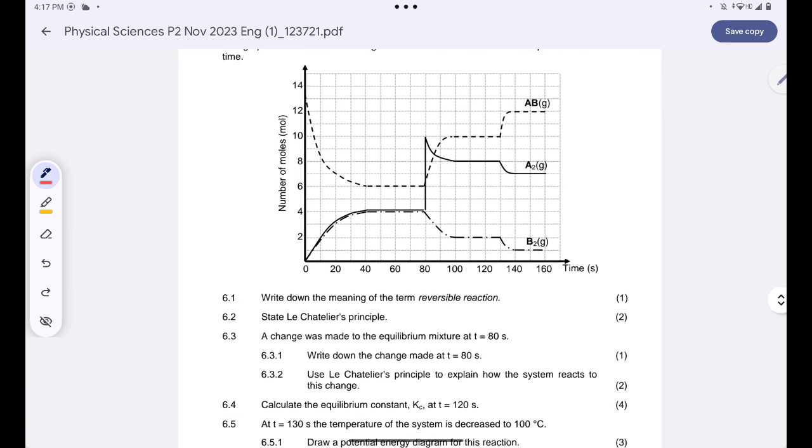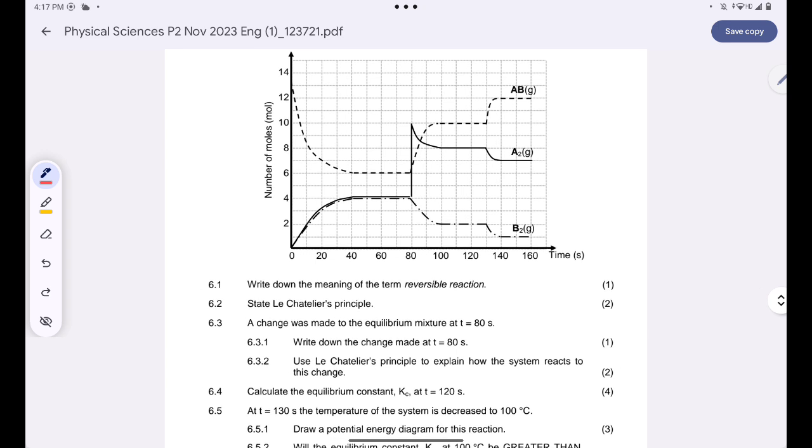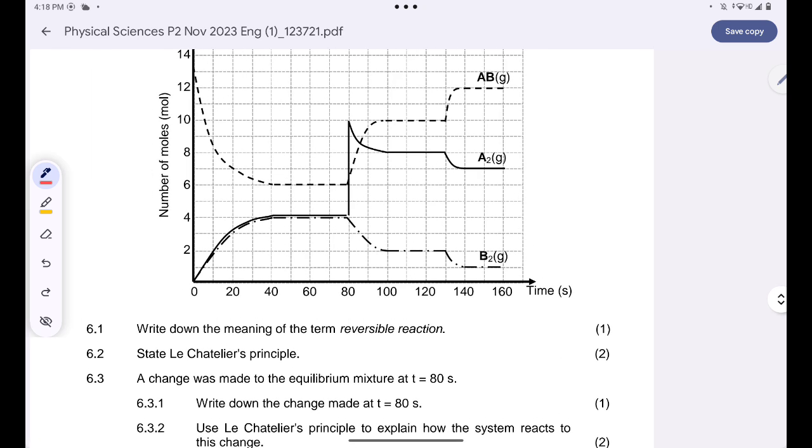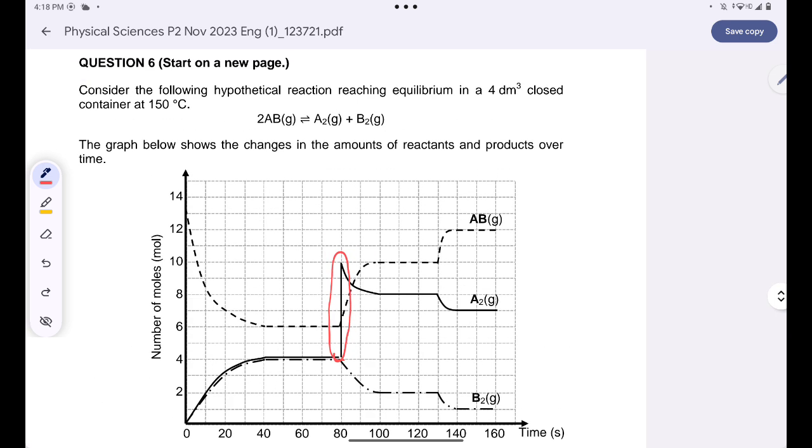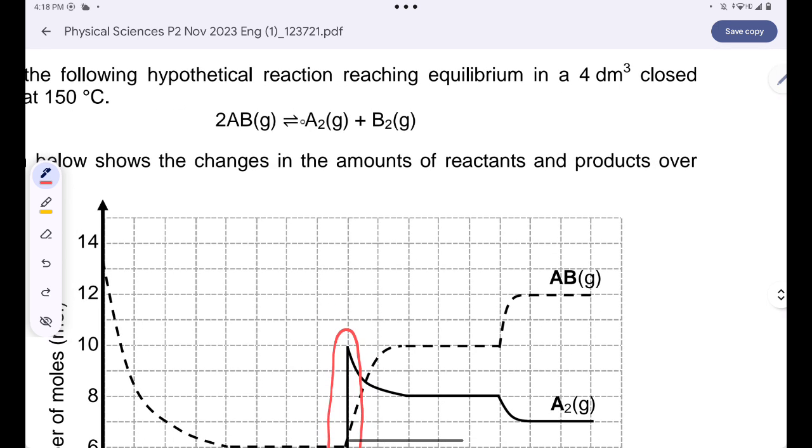Okay, then 6.3.1. A change was made to the equilibrium mixture at 80 seconds. There's the change they're talking about. Write down the change at 80 seconds that happened. The bold graph here represents A2, and A2 is our product. So what has happened here was that they have increased the quantity of A2.